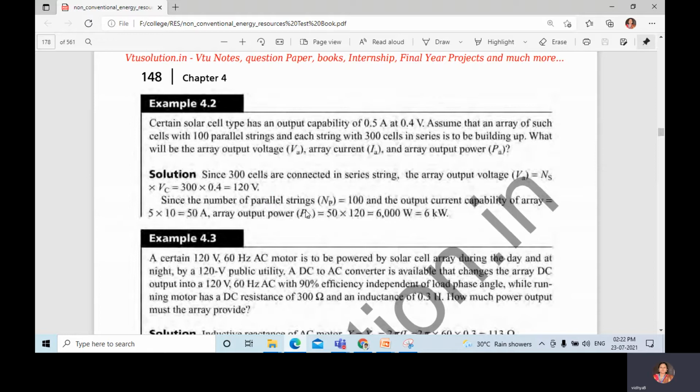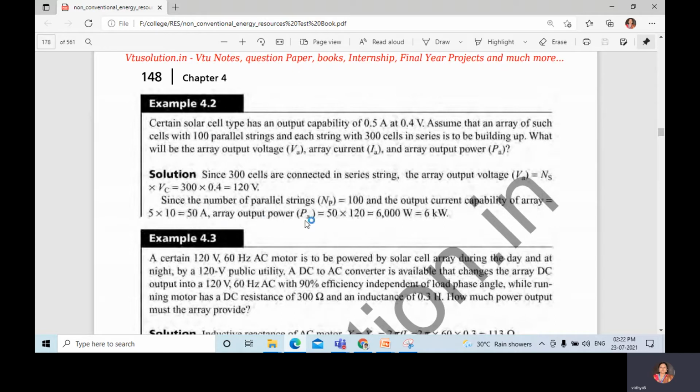And since there are 100 parallel strings, the output current capability of the array, IA, is equal to 0.5 into 100, okay, 50 amps. You can also multiply 0.5 into 100, and you will get the same value, 50 amps.